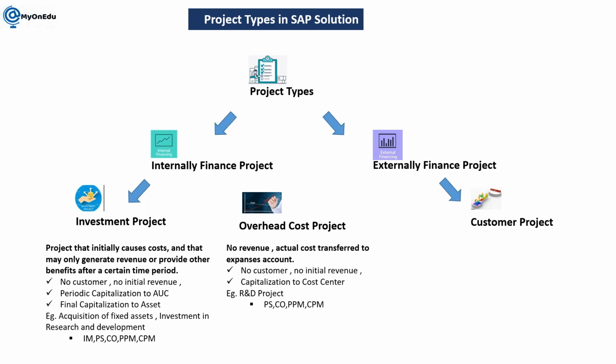Third one is externally financed project where... Sorry, you said overhead cost project. This is where you are doing a plant, just some kind of plant maintenance. So I wasn't able to understand the overhead cost project very well.